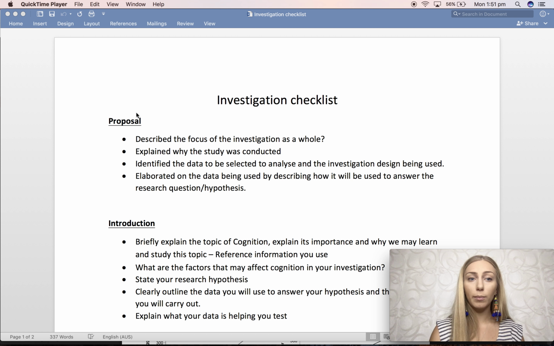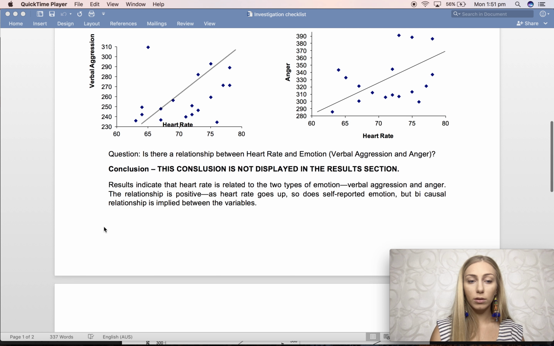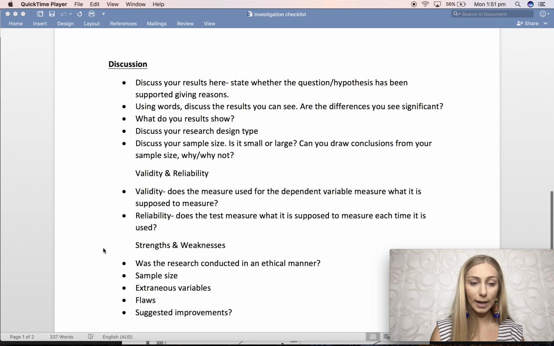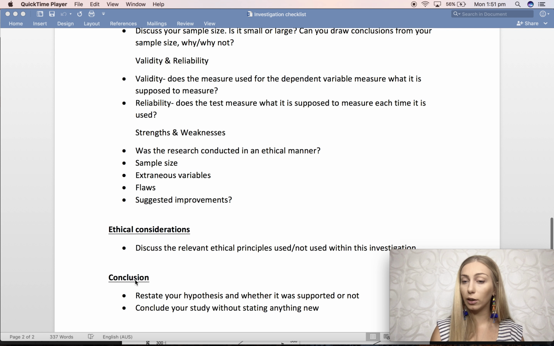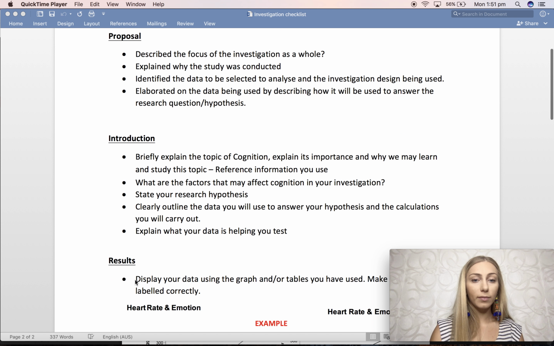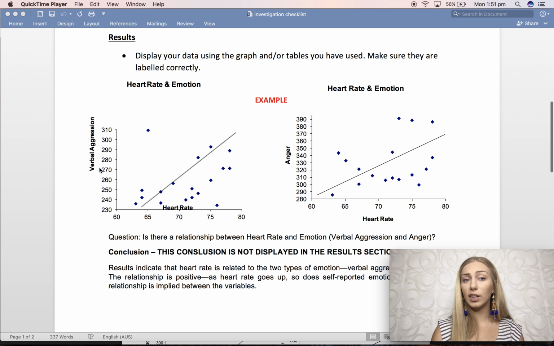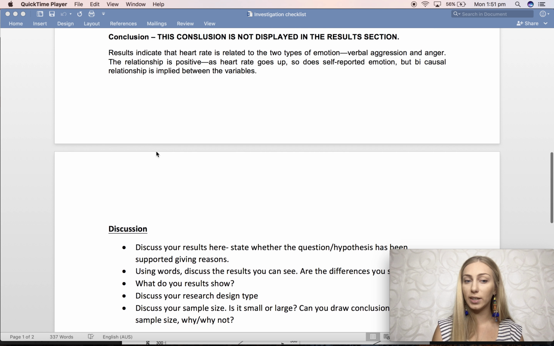Having the titles proposal, introduction, results, discussion, and ethical considerations and conclusion will help you set out your investigation as well. So making sure that you do include the titles there will help you to write your investigation. And another pointer is that you are only displaying your data in the results section and not actually explaining your data until you go to your discussion section.